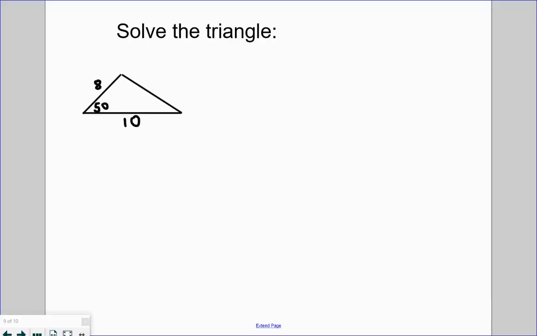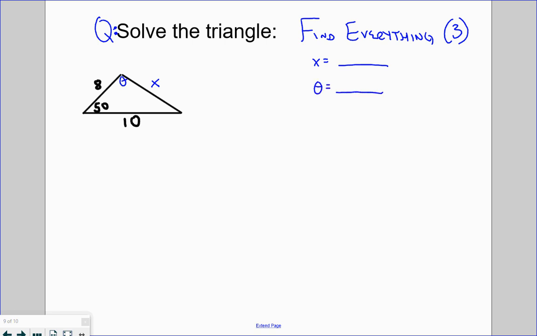Okay, last question. So again, solve. We talked about this in the other video. We talked about it in grade 10. It means find everything. So you will always be given 3 pieces of information, which means you'll always have to find 3 things. Okay, so I'm just going to do some labels here. I'm going to call this one side x. I'm going to call this one theta. And I'm going to call this one alpha.